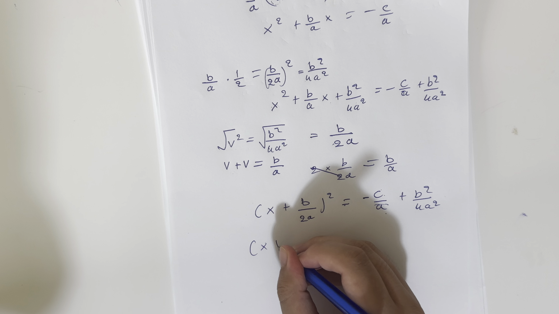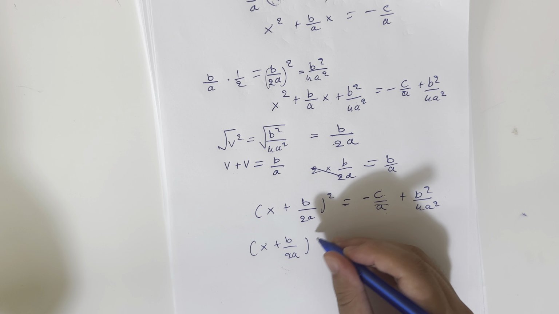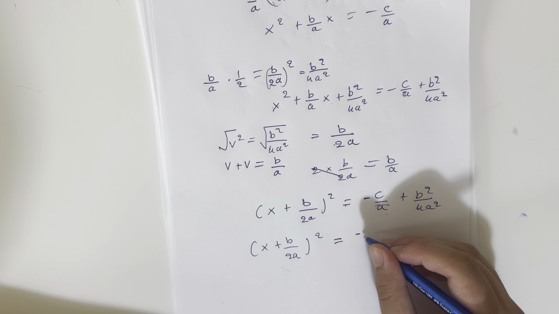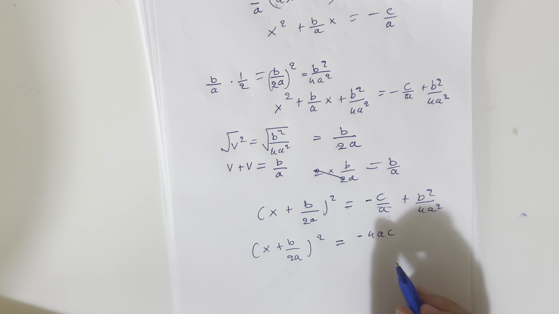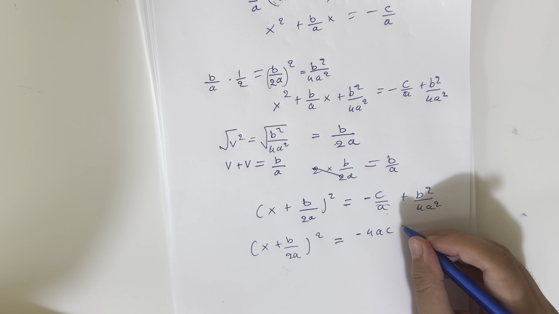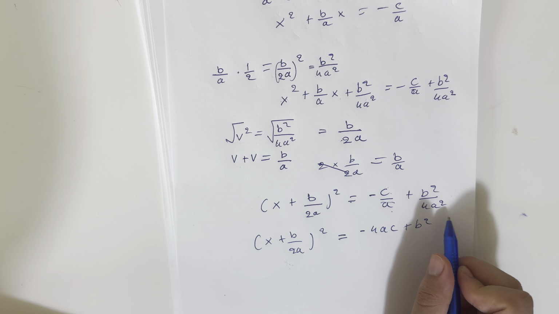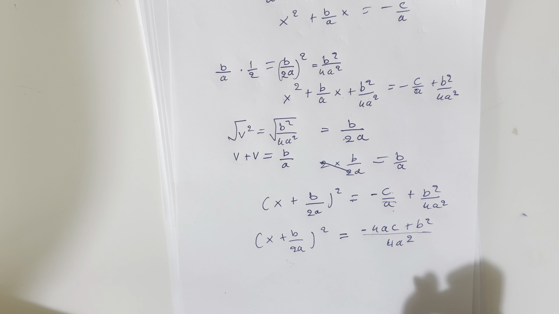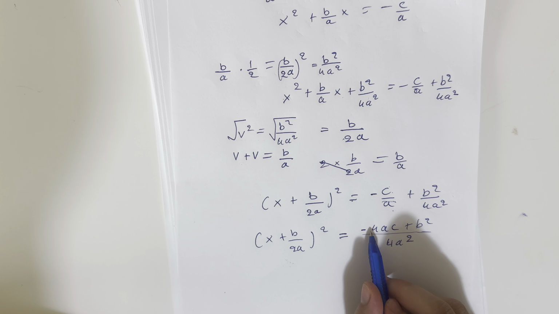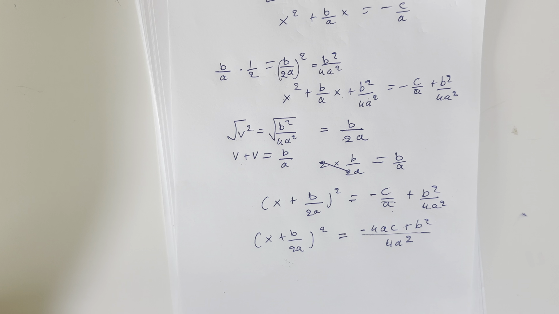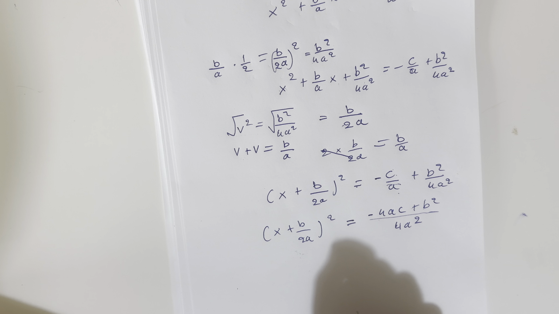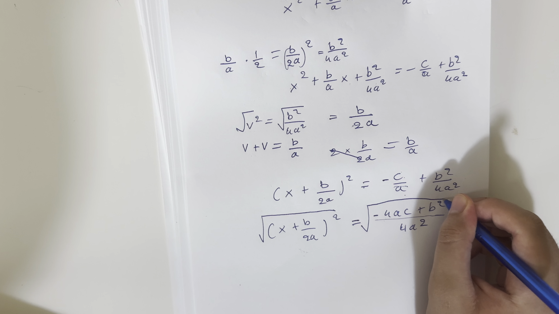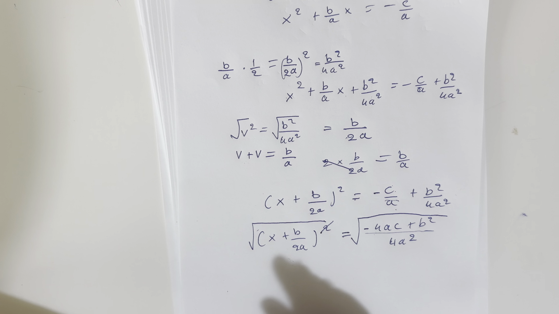So I can rewrite this as x plus b over 2a, squared, is equal to negative c times 4a, which is negative 4ac, and then we're obviously going to have b squared, and in the denominator, as we wanted, we end up with 4a squared. And so I can rewrite this right-hand side as b squared minus 4ac divided by 4a squared, but I can do that later. So now I'm going to square root both sides to get rid of the squared here.